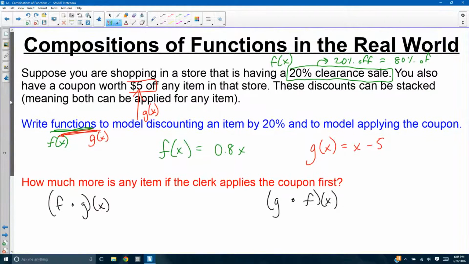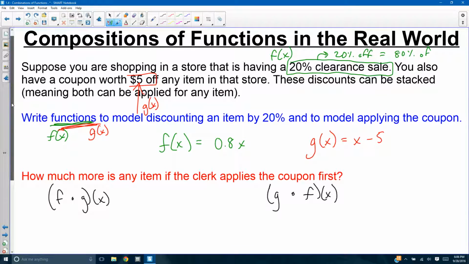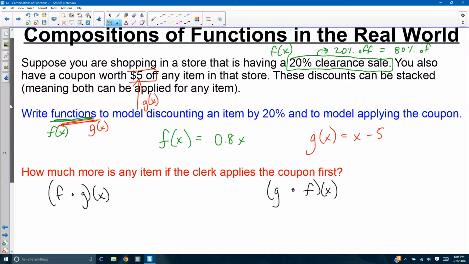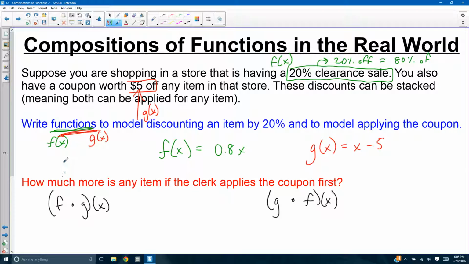And the clerk says, okay, I'm going to take $5 off, scans your item, then takes 20% off, and then says your total is this much. As opposed to if you go up there and the clerk takes the 20% off, because that's obviously the clearance sale, and then you say, oh, and I have a coupon, after they tell you the price. So we're trying to see if there's a difference between the two without even using an actual value for x, which of course I will for you. That's part of my nature.